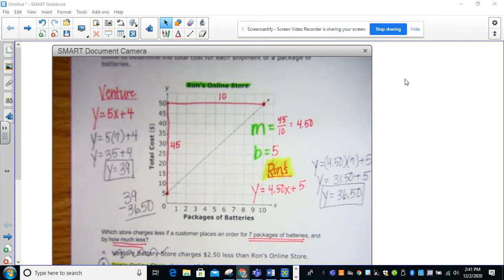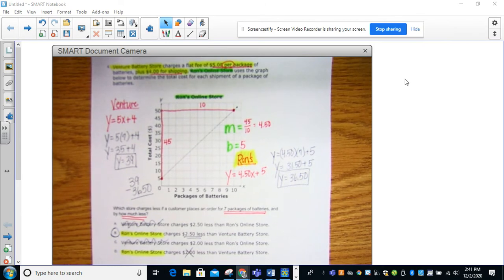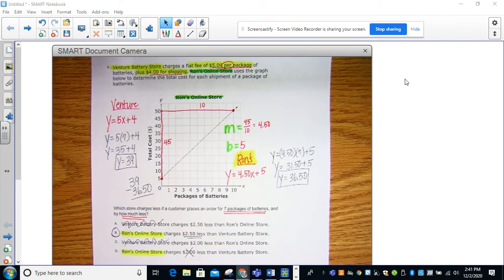Now, again, this seemed very intimidating. There was a lot of words. There was a lot to try to understand. But if you take it step by step, line by line, word by word, equation by equation, it's not as difficult as it seems. So let's try one more.